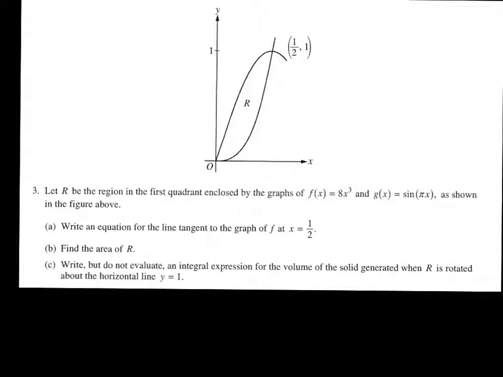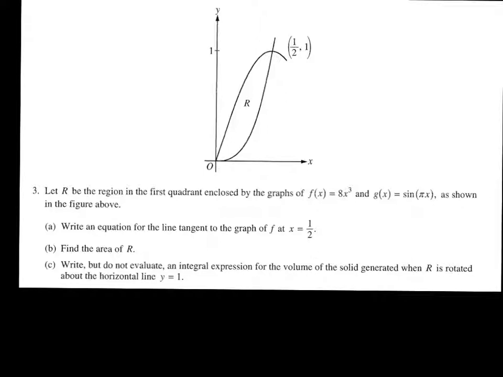In this one, they want you to write the equation of a line tangent to the graph of f at x equals 1/2. f is 8x cubed. If you want to find the equation of a line, remember, you need two pieces of information. You need a point and a slope.